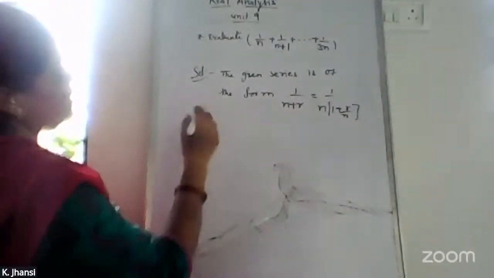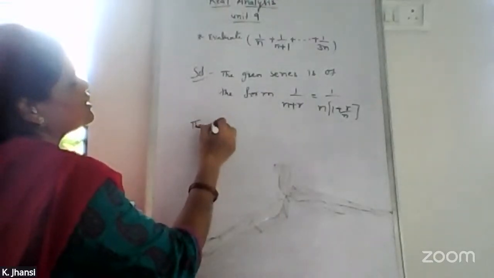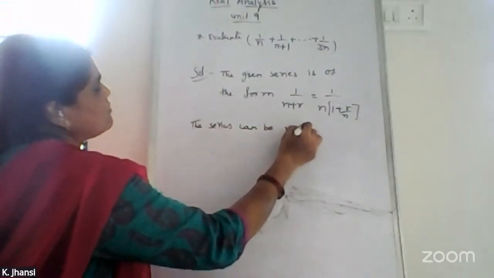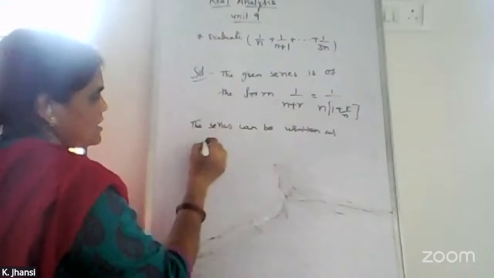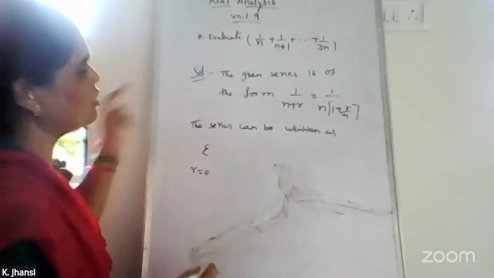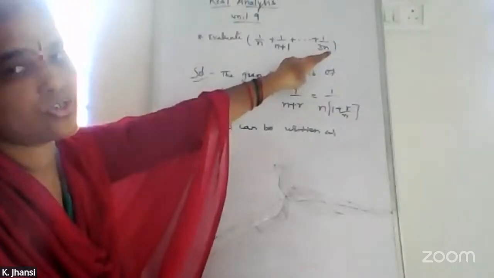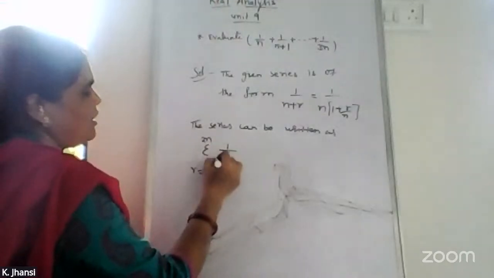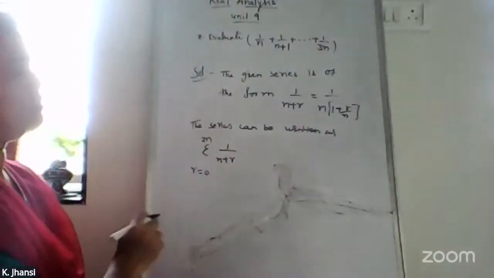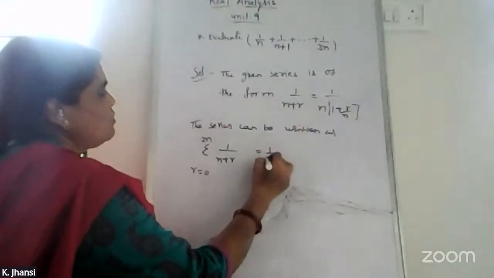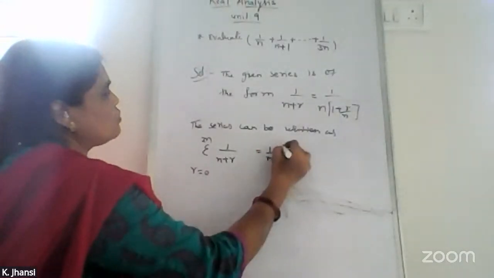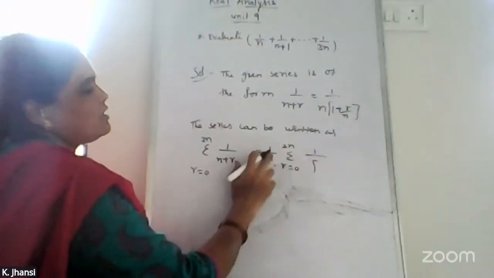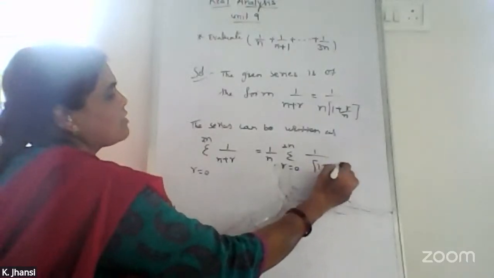So here the series can be written as summation r equals 0, where the r value starts at 0 and the last ending value is 2n, of 1 by n plus r. We can write this as 1 by n into summation r equals 0 to 2n, of 1 by, and already we have taken out 1 by n, so 1 plus r by n.